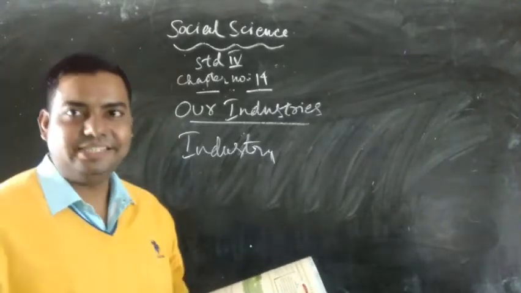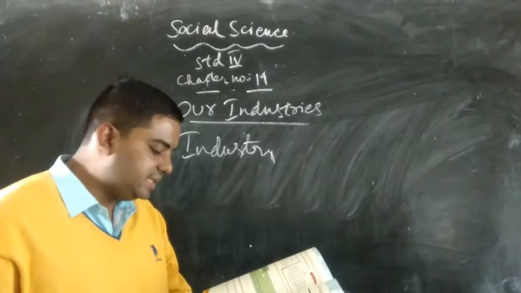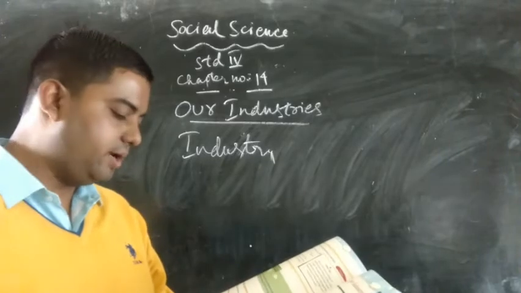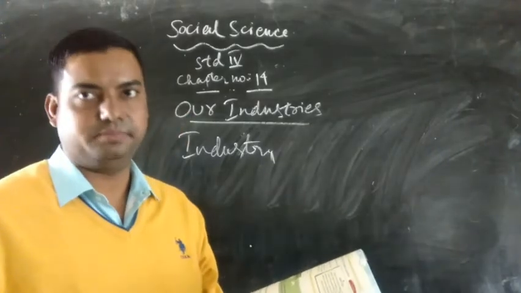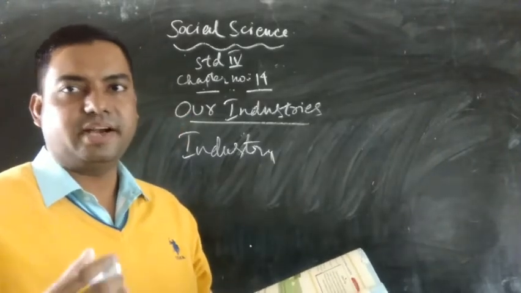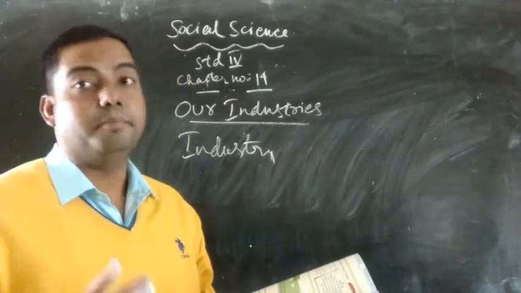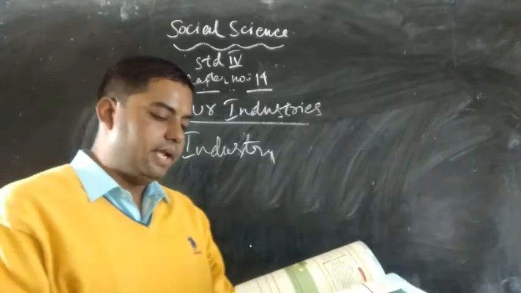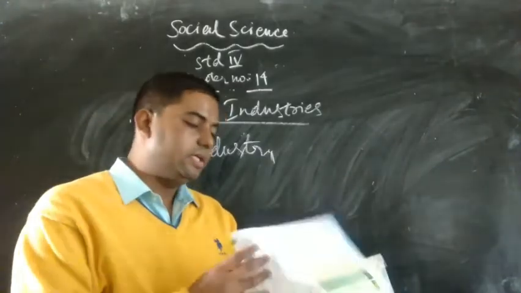Now, what are the factors needed for industries? Certain things are required to set up an industry. Finance or money is an important requirement to start an industry. Yes, my dear children. In fact, the most important factor for setting up an industry is money. All the above mentioned requirements are dependent on money in one way or the other.